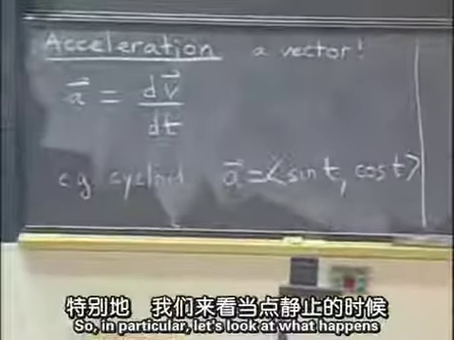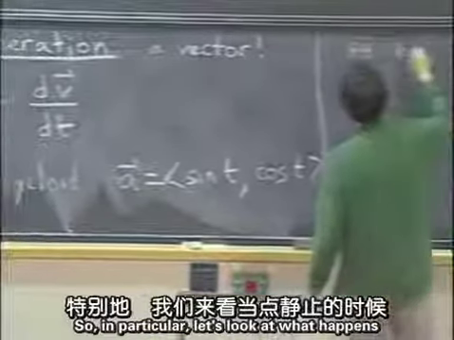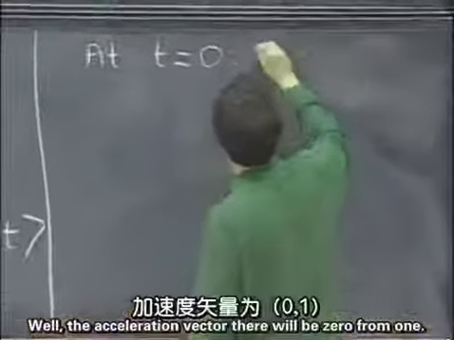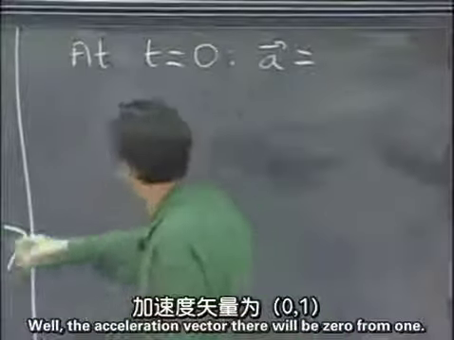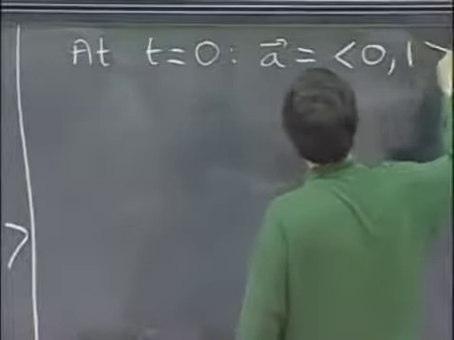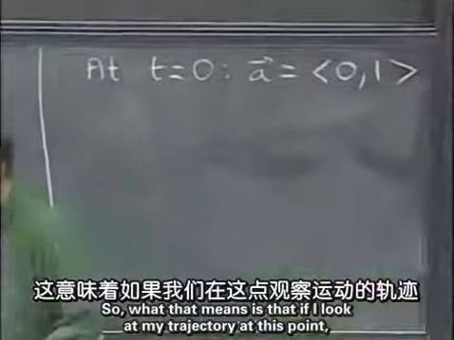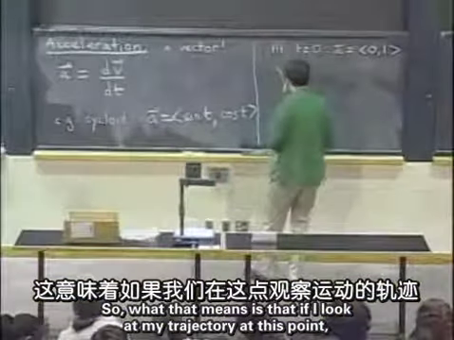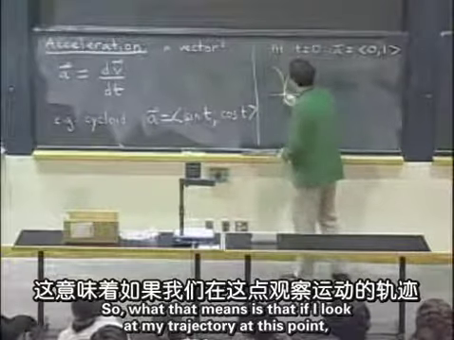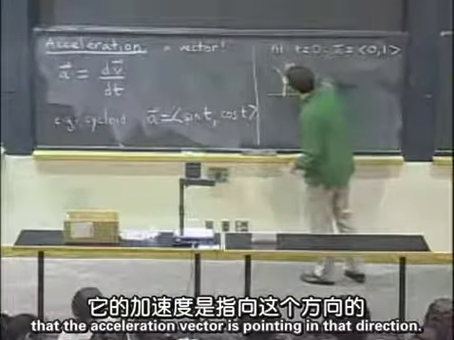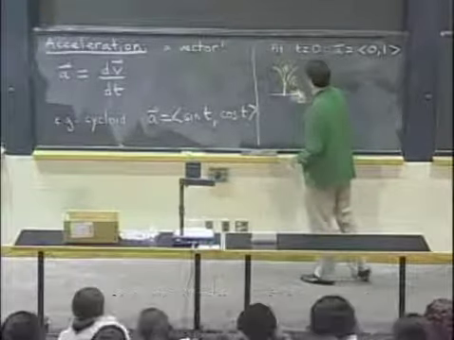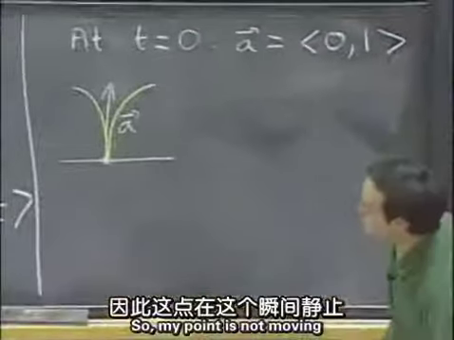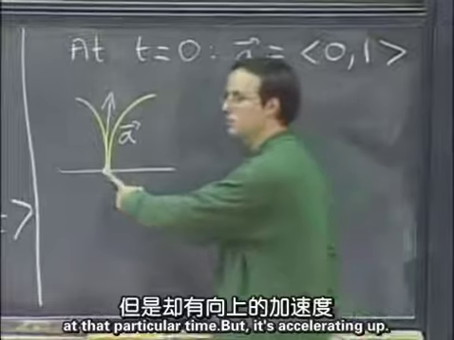So in particular, let's look at what happens at time t equals 0, when the point is not moving. Well, the acceleration vector there will be (0, 1). So what that means is that if I look at my trajectory at this point, then the acceleration vector is pointing in that direction. It's the unit vector in the vertical direction. So my point is not moving at that particular time, but it's accelerating up.